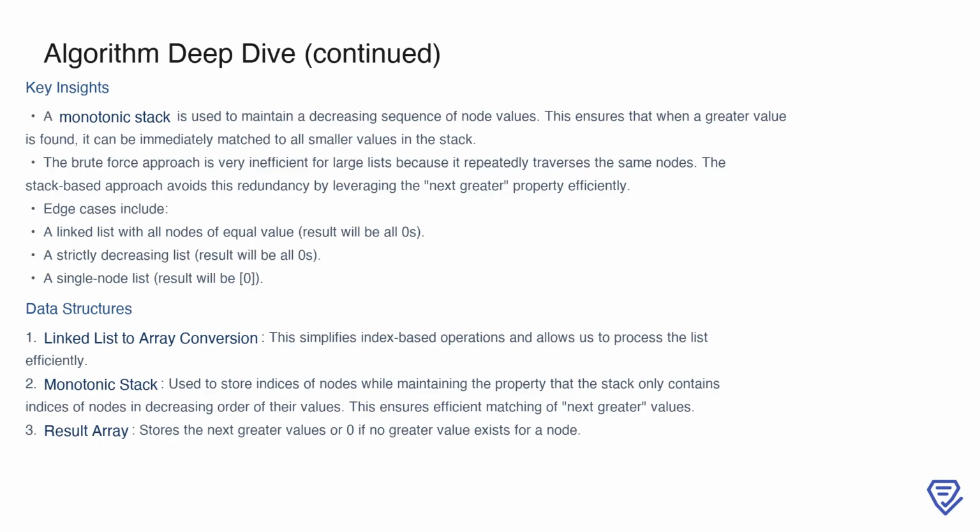Some important observations include handling edge cases, such as lists where all nodes have the same value or are strictly decreasing. Both cases result in a result array filled with zeros. For a single node list, the result is simply 0. Additionally, converting the linked list to an array is a crucial step, as it simplifies index-based operations, making it easier to implement the stack-based approach. Together with the result array, these data structures work in harmony to achieve an efficient solution.